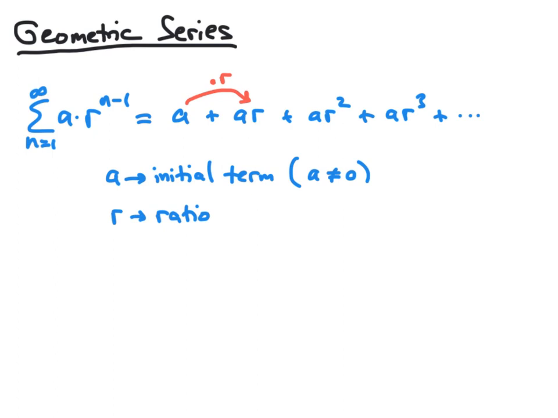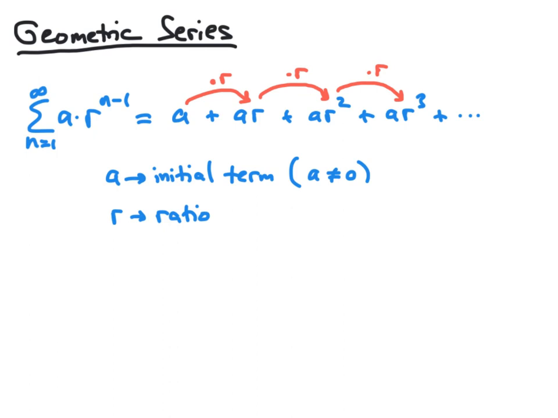So starting with the first term a, we can multiply by r to get the second term, a times r. We then multiply that by r to get the third term, ar squared. We multiply that by r to get the fourth term, a times r cubed, and so on. So here, the main aspect of a geometric series is that every term is the previous term in the series multiplied by the number r.